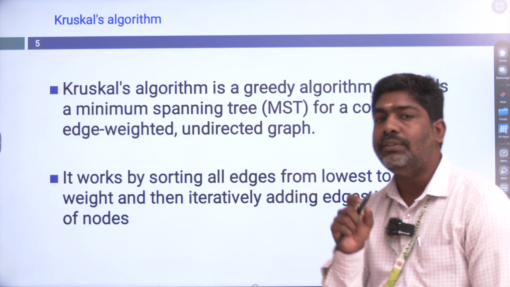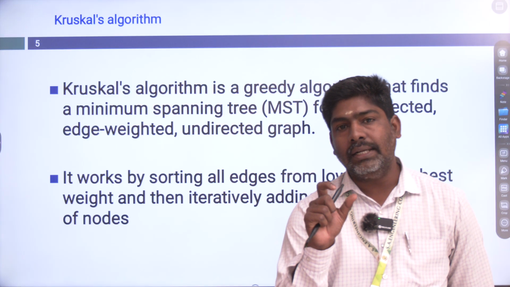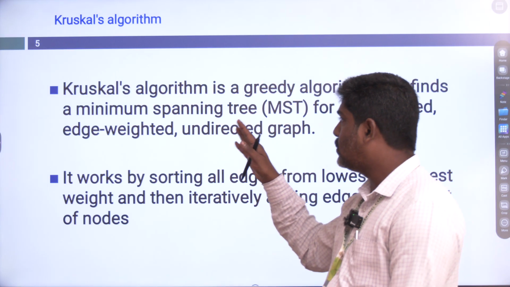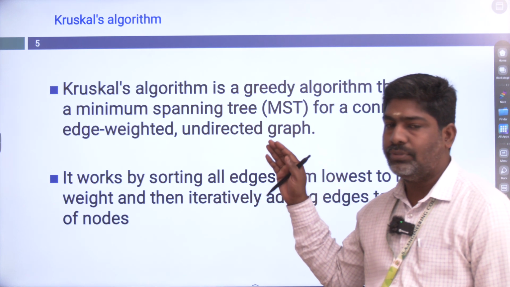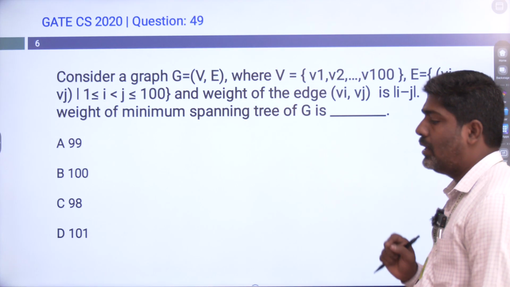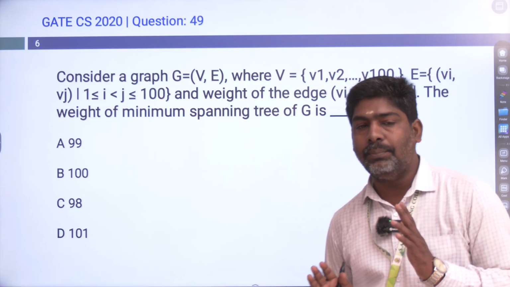So one of the best examples for a minimum spanning tree is the Kruskal algorithm, and we can even call Prim's algorithm. Here the Kruskal algorithm is the best example for a minimum spanning tree. And this is the introduction about minimum spanning tree.